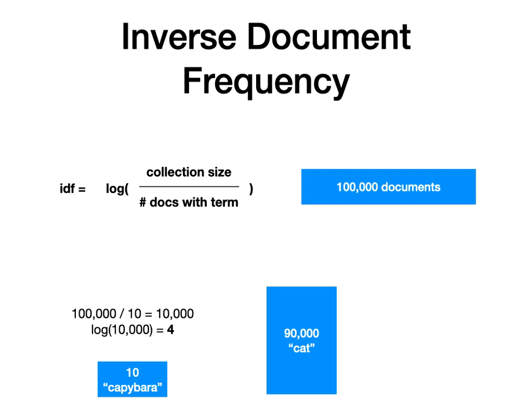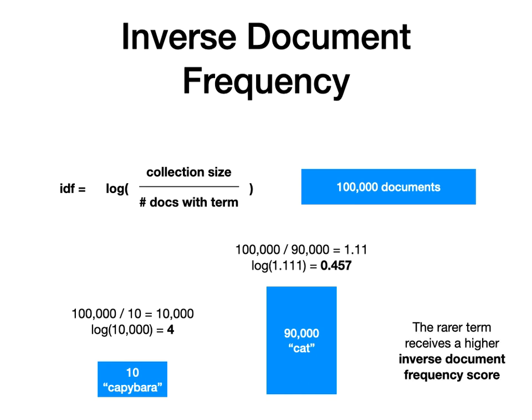What about cat? Well, 100,000 divided by 90,000 is 1.11. The log base 10 of 1.11 is 0.457. That's a very common term. This gives us a way to scale. Hey, this is a very frequent term, so it's not very important in this collection, whereas this very infrequent term, I'm going to need to handle this. So the rarer term gets a higher IDF score. This is great. This gives us a method for calculating all of this.